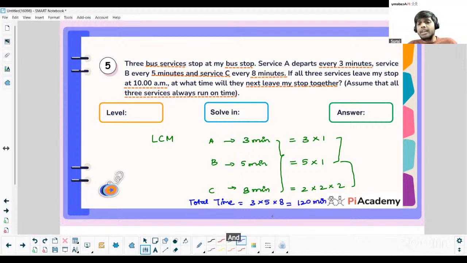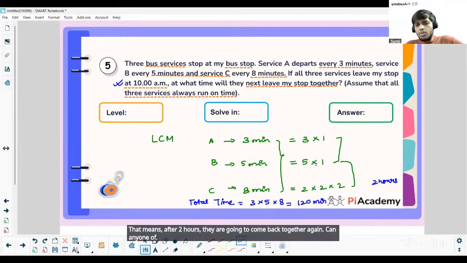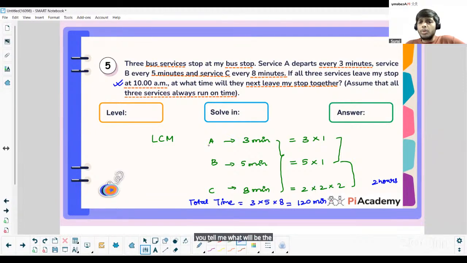And 120 minutes is equivalent to 2 hours. Ultimately, the bus service has started at 10 a.m. That means after 2 hours, they are going to come back together again. Can anyone of you tell me what will be the time at that point of time? If I add 2 hours to 10 a.m., how much will I get here?